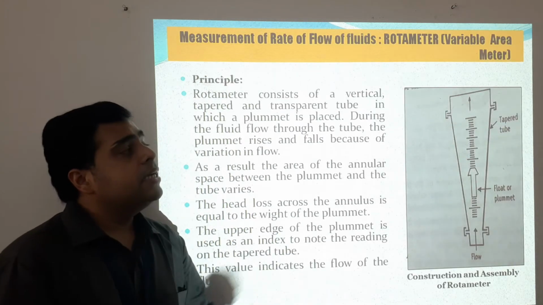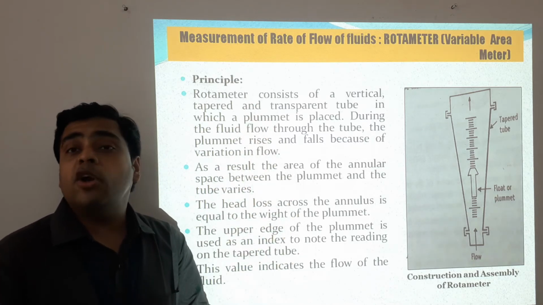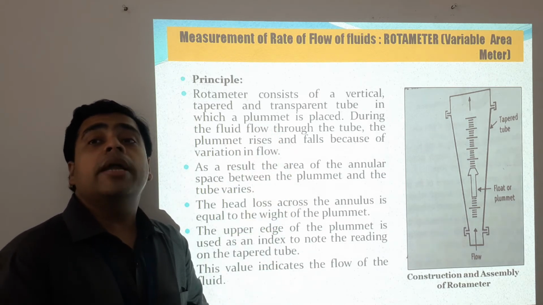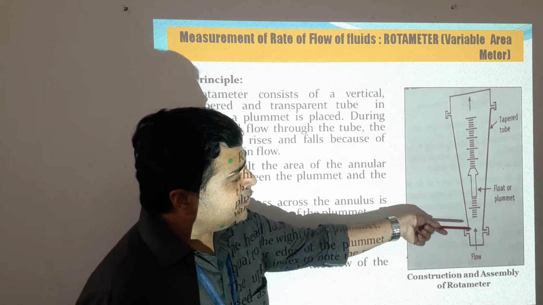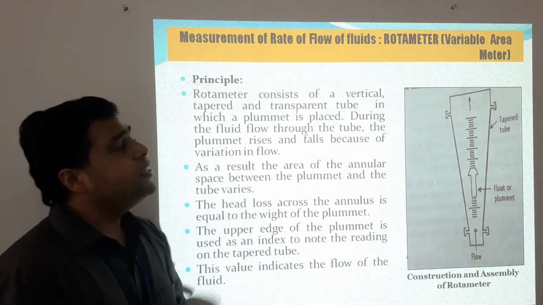Next, come to our next apparatus in this category, that is, measurement of the rate of flow of fluids with the help of a rotameter, which is also known as the variable area meter. So this is a diagram of a typical rotameter, a very simple assembly. Let us come to its principle.